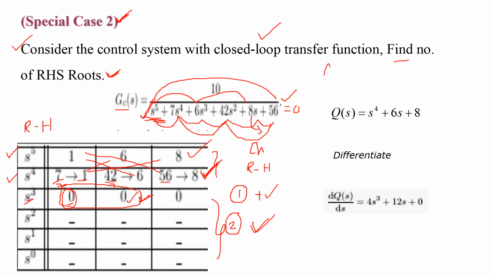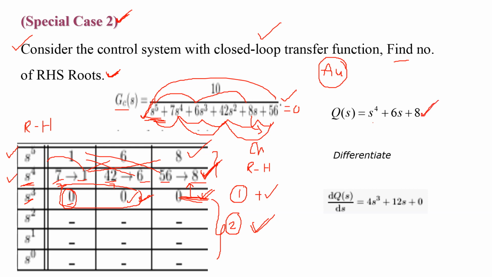auxiliary equation. Here the auxiliary equation is nothing but the equation formed by the row which is above the 0 row of the RS table. This is our 0 row. Here above this row is this one. So the power is s power 4. So the auxiliary equation is given as this one: 1 into s power 4, then 6 into s square plus 8. Okay, this is the auxiliary equation.